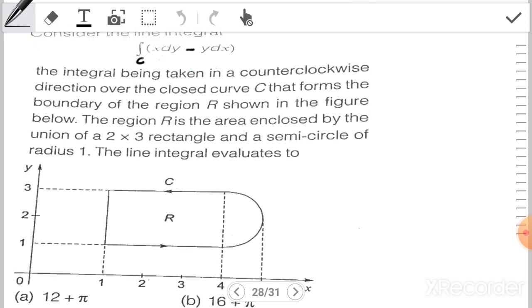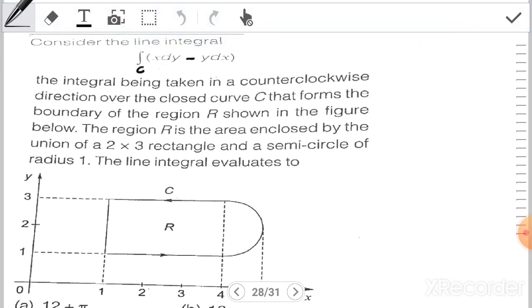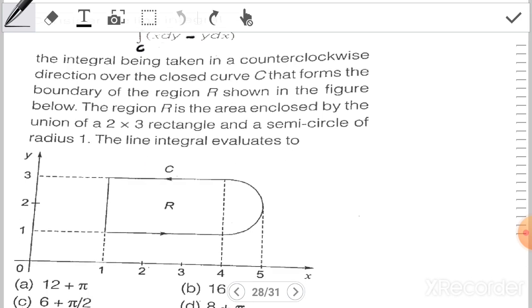Consider the line integral. The integral is being taken in a counterclockwise direction over the closed curve C that forms the boundary of the region R shown in the figure below. The region R is the area enclosed by the union of a 2 cross 3 rectangle and a semicircle of radius 1. The line integral evaluates to.